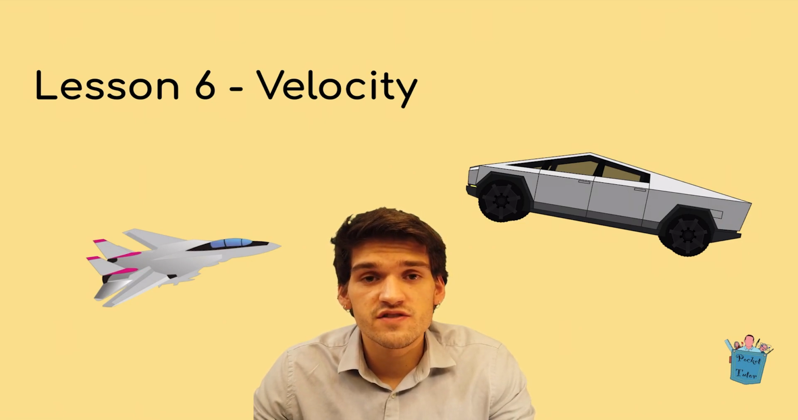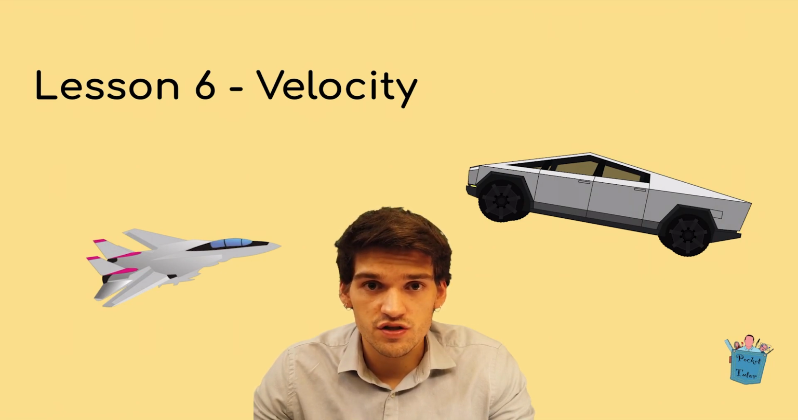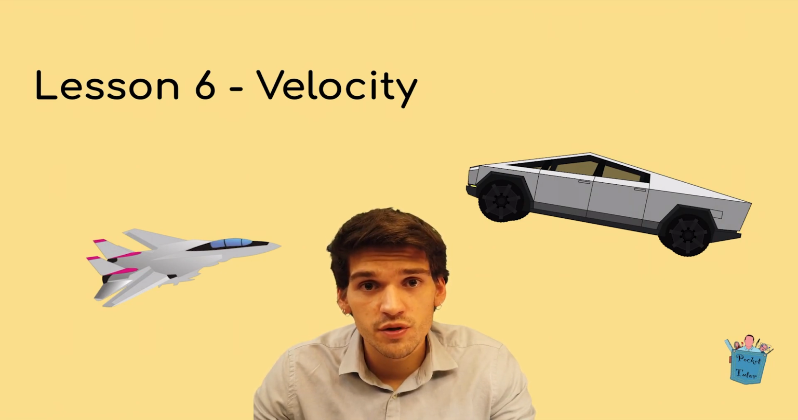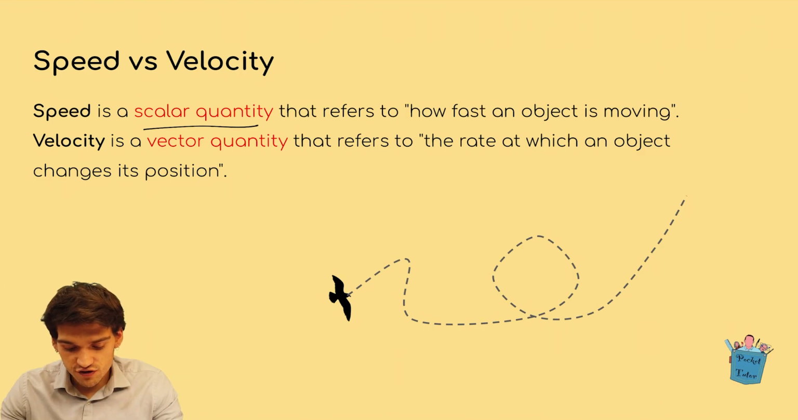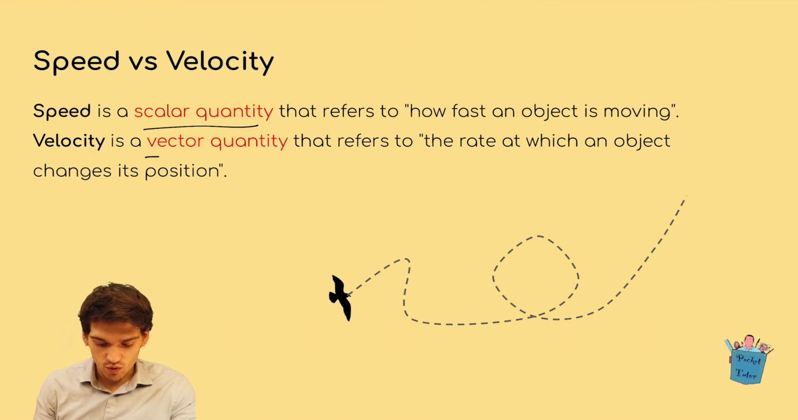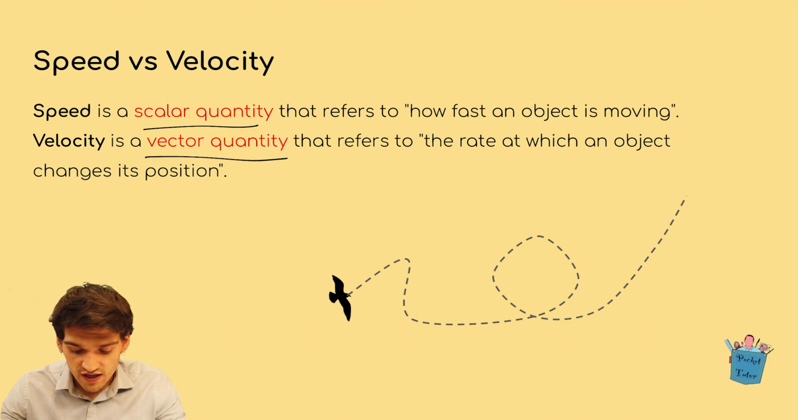But first, what is the difference between speed and velocity? Why in physics is it more common to talk about velocity and not speed? Well, speed is a scalar quantity. It refers to how fast an object is moving. So when we are describing the speed of an object, this is a scalar quantity, and we're just saying how fast something is moving. But velocity instead is a vector quantity, and it refers to the rate at which an object changes its position.